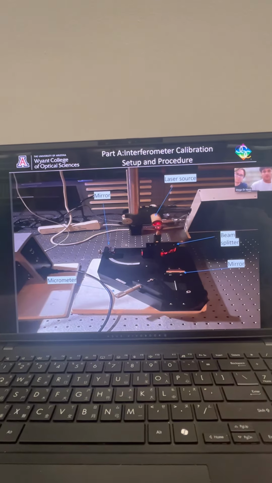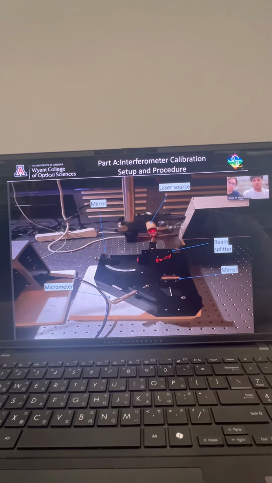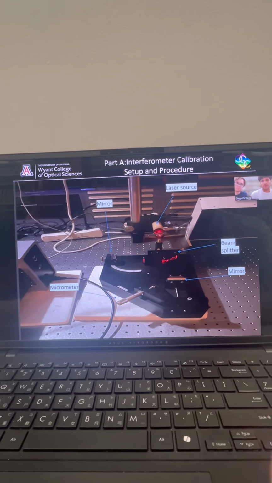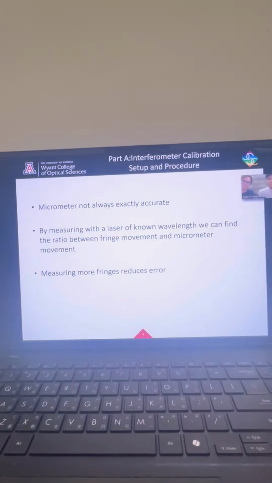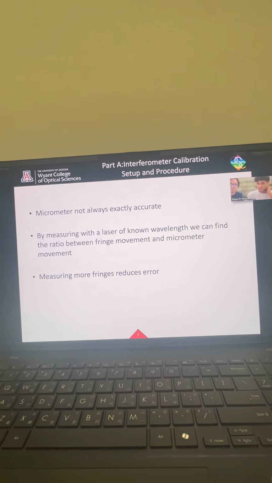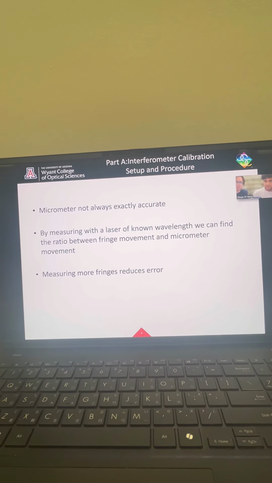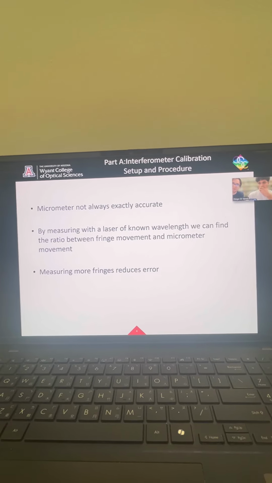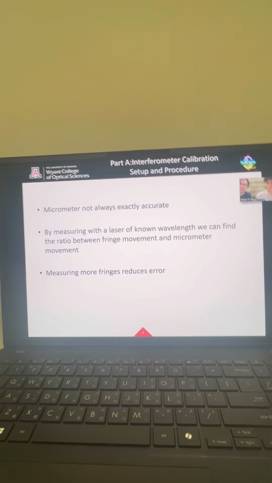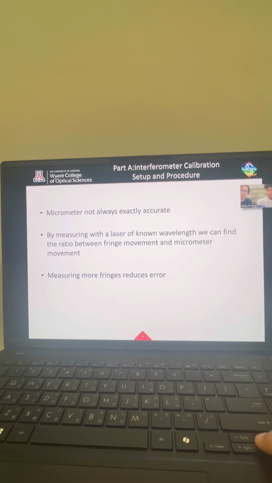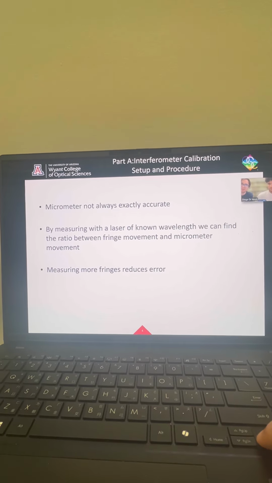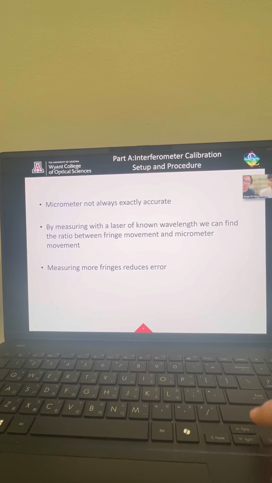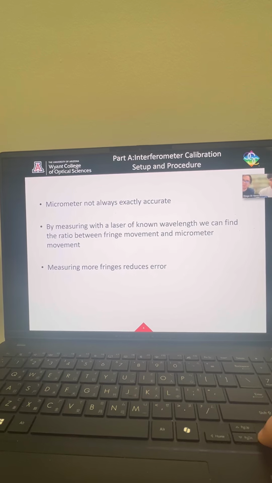So here's our setup for the first experiment. We got 2 mirrors, 1 beam splitter, a HeNe laser source, and 1 micrometer. Some of the setup and theory of Part A is that the micrometer is not always exactly accurate, so we need to find a calibration factor to convert between the stated measurements and the actual measurements. By measuring a laser with a known wavelength and looking at the fringes, we can determine this calibration factor. By measuring more fringes, the error is reduced.